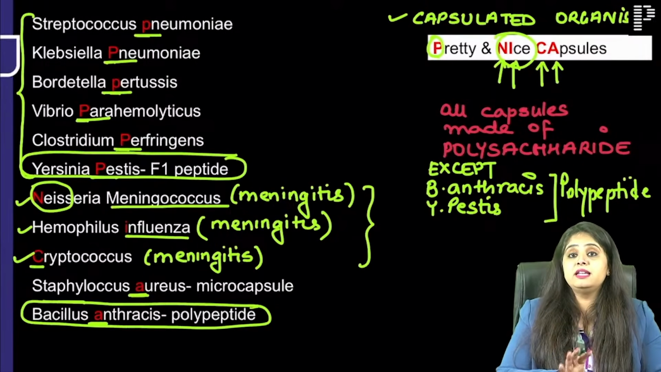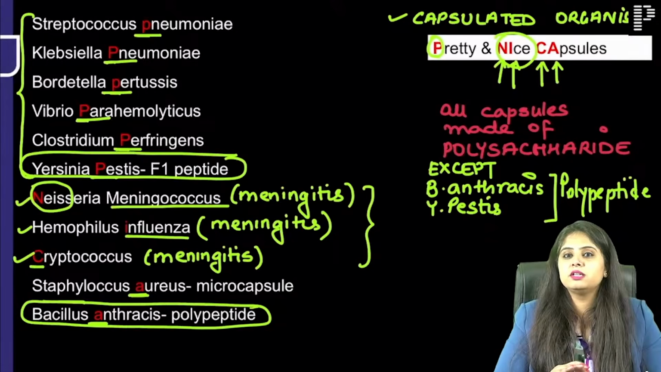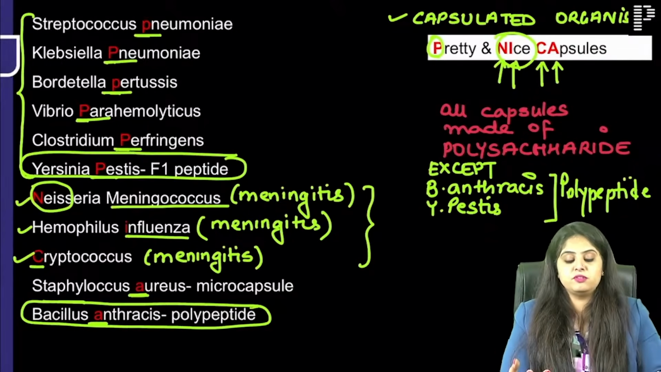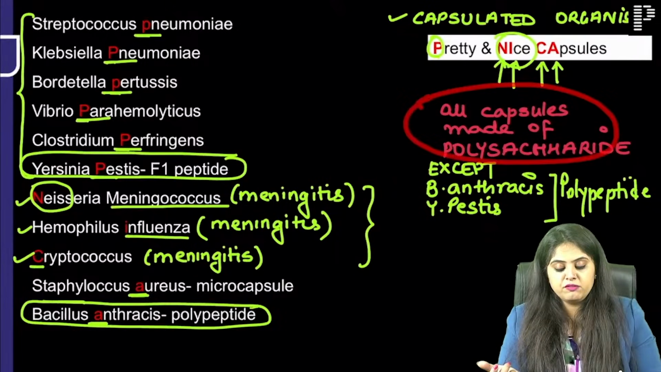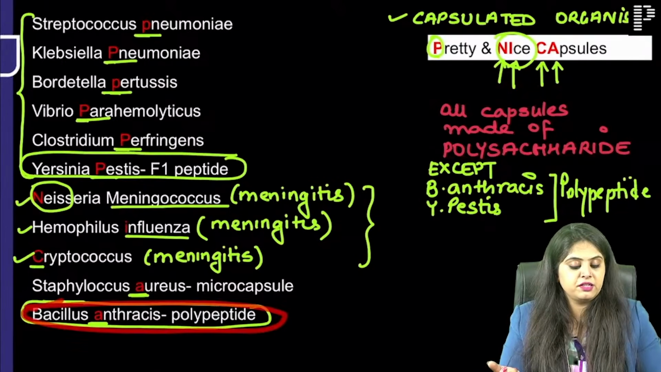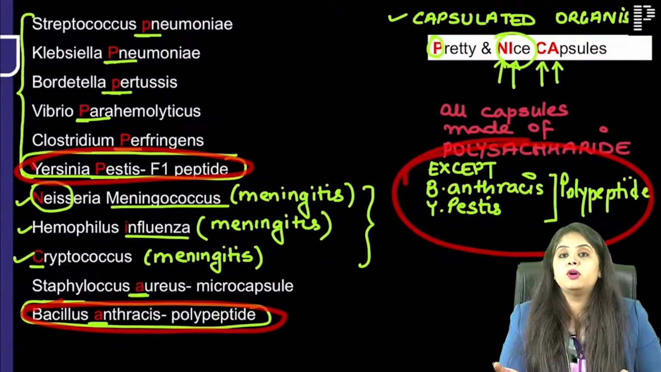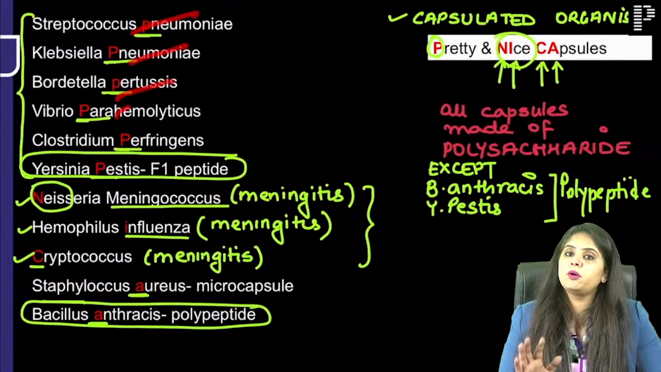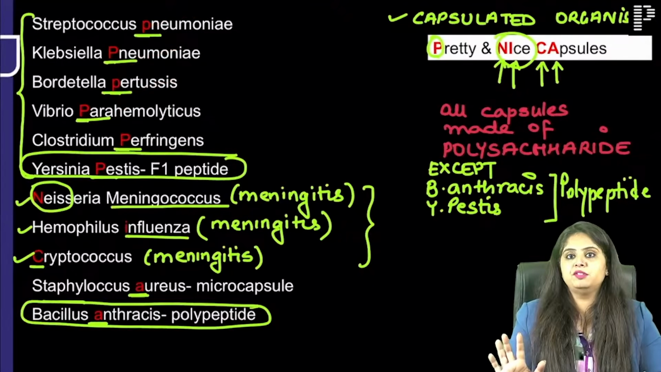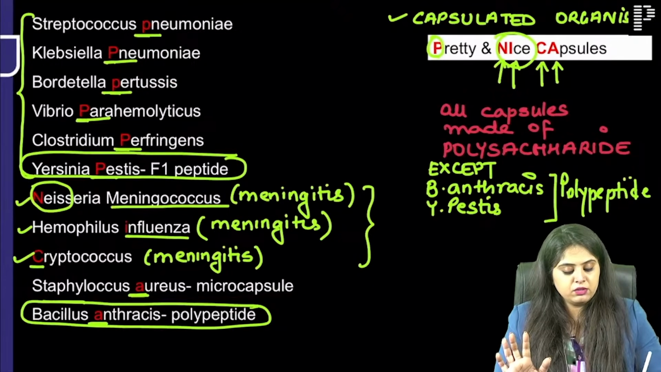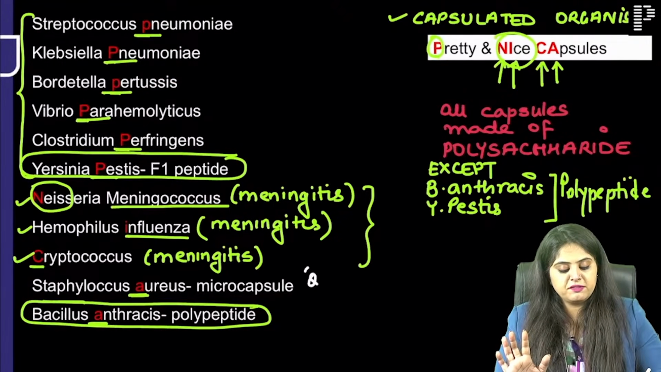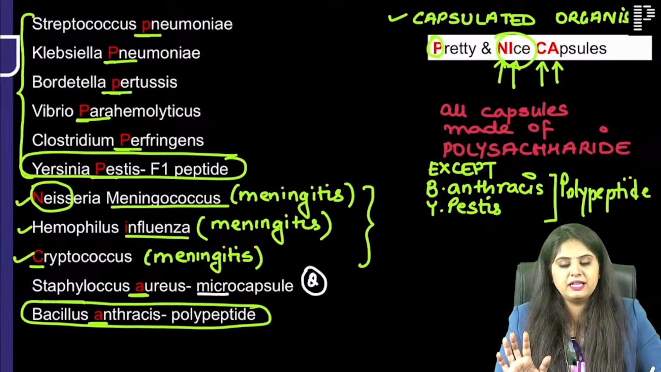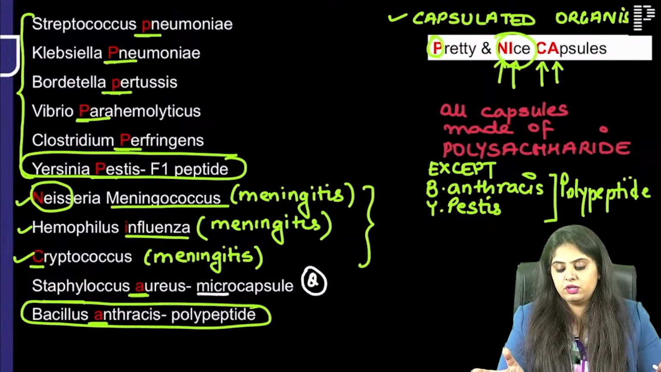Now repeat. This one doesn't come to mind easily. For pass-fail questions, you have to repeat 2-3 times with me. All capsules are made up of polysaccharide, but Bacillus anthracis and Yersinia pestis are made up of polypeptide. All capsules are proper capsules, visible capsules. Which of them is a microcapsule? That is going to be Staphylococcus aureus. It is very tiny, sometimes present, sometimes not.